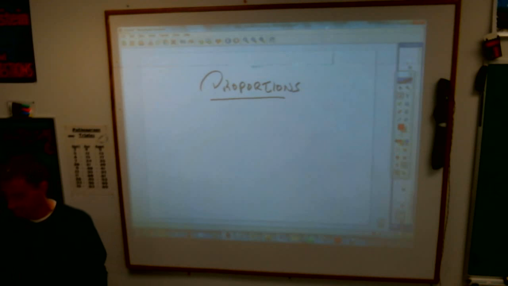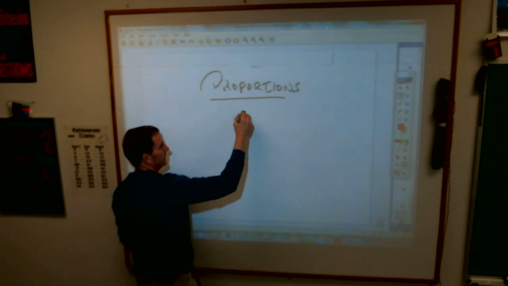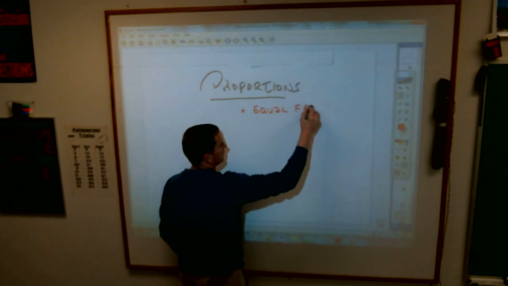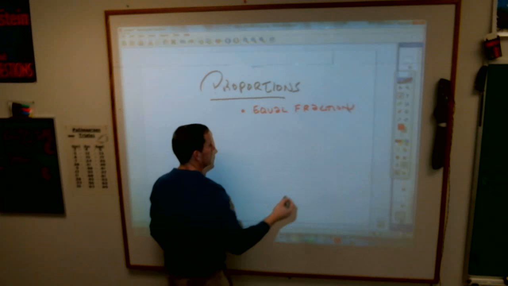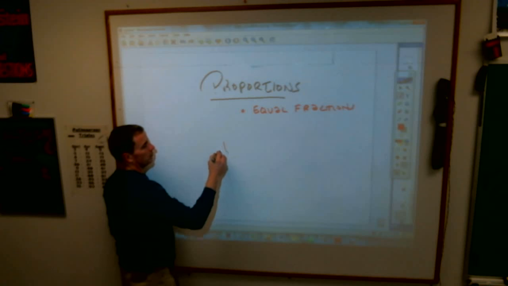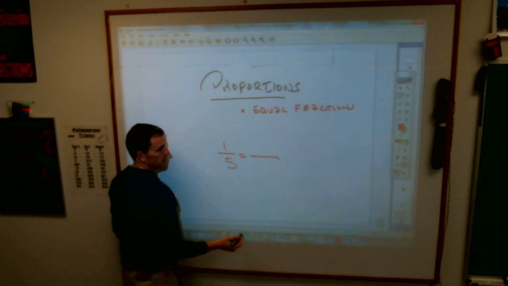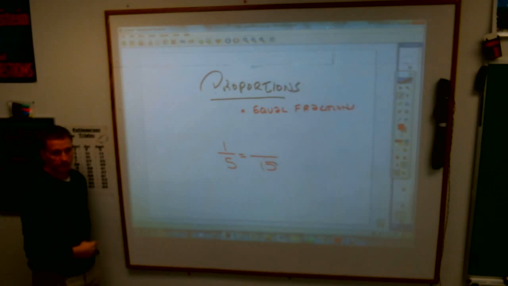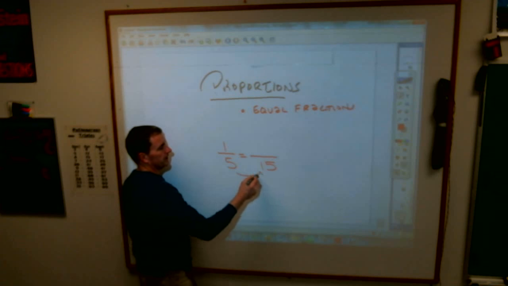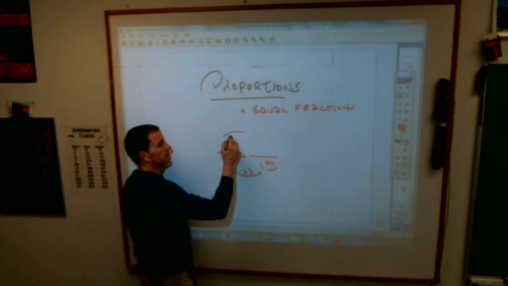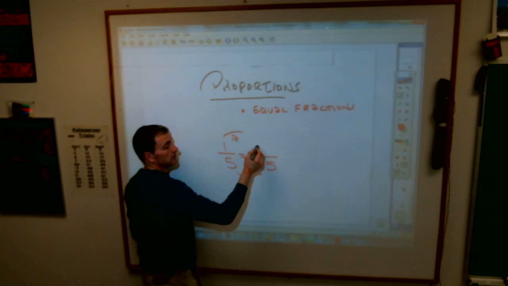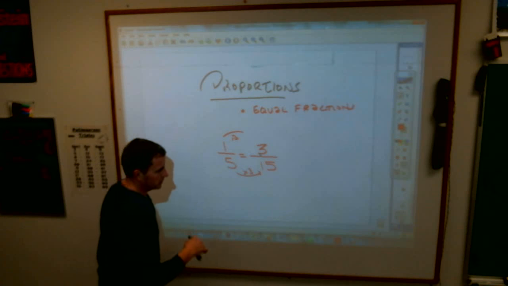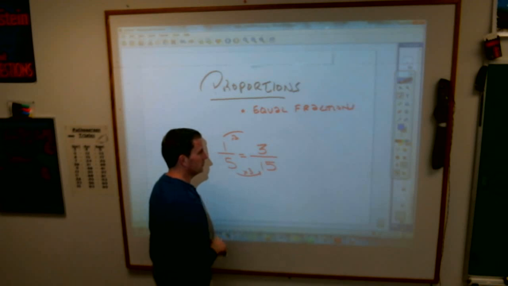Proportion. If you remember, we did proportions before, and proportions were nothing more than equal fractions. So you had something that looked like this: 1 over 5 would equal what number over 15? What would have to go above there if you're making equal fractions? We did this whole thing where we said, oh, 5 times 3 is 15, so 1 times 3 is 3.